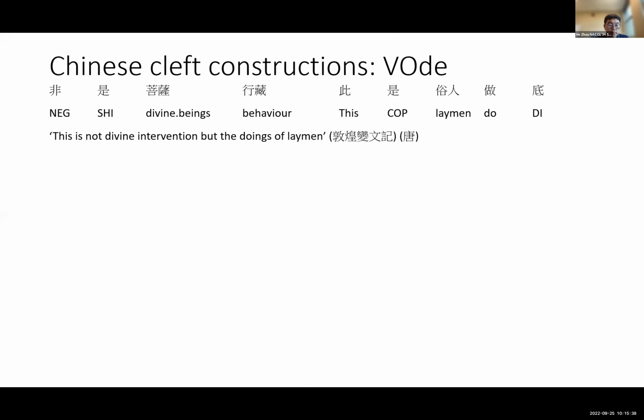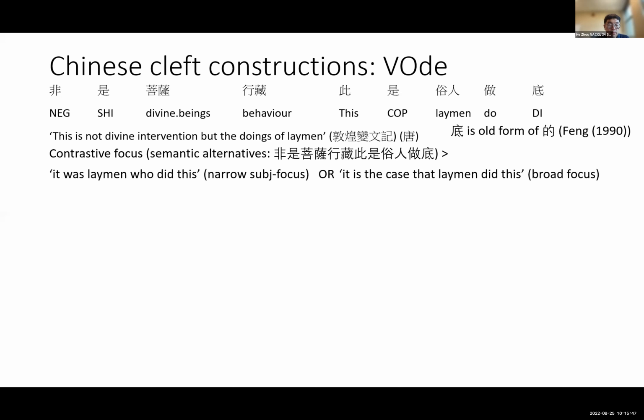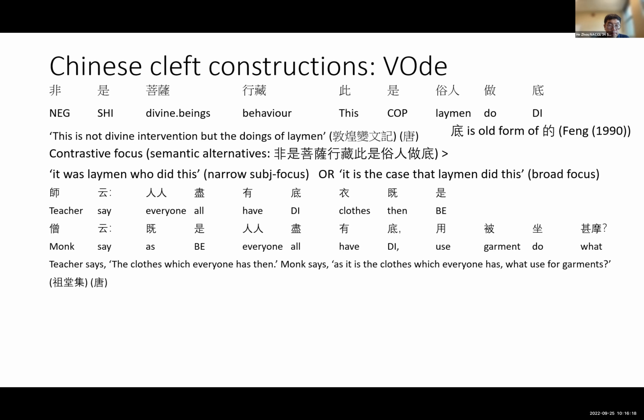It is contrastive. It's an old form of what we have as contrastive focus, because of semantic alternatives. 非是菩萨行堂，此是素人坐顶. These semantic alternatives give rise to contrastive focus. So we can reanalyze the second sentence as either a narrow subject focus, 此是素人坐顶, or broad focus: this is the case that the layman did this. So alternations give rise to focus and reanalysis of the second clause as a cleft construction.